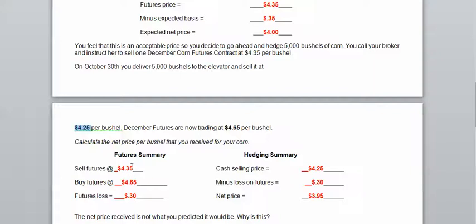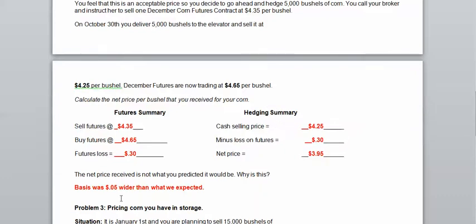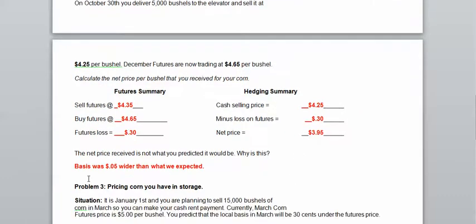We had sold futures at 4.35. Now we have to buy futures back at 4.65. So futures went up in price, and we get a futures loss this time of 30 cents. We do get to sell cash corn at 4.25, but we have to subtract our futures loss of 30 cents, and that yields us a net price of $3.95. That $3.95 net price is 5 cents smaller than our expected net price of $4. Why do we get a 5 cent less price? Because basis was 5 cents wider than what we expected.